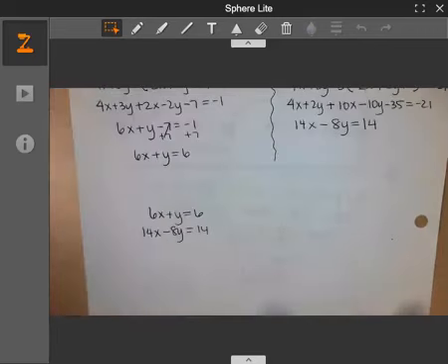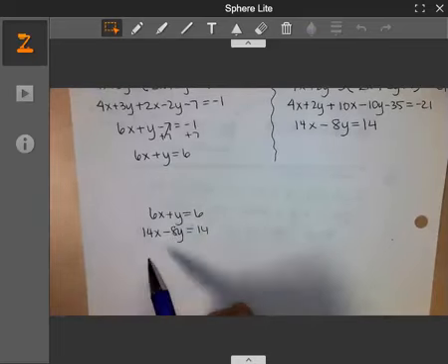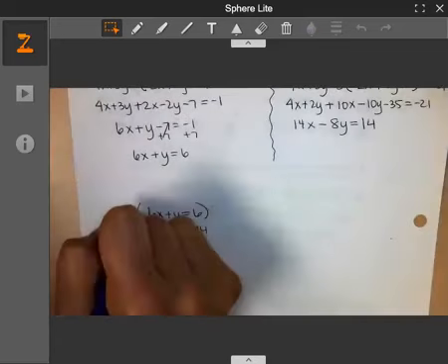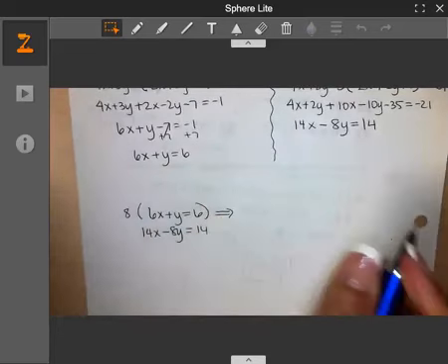All right, so we are ready to solve now with substitution or elimination. So again, I could get this y by itself and plug it in. In this case, it seems really easy to do elimination, so I'm going to do elimination. I'm going to multiply this bottom one times 8 because that's going to get my coefficients to be the same on y and have different signs, so when they add, they cancel out. So we multiply the entire equation.